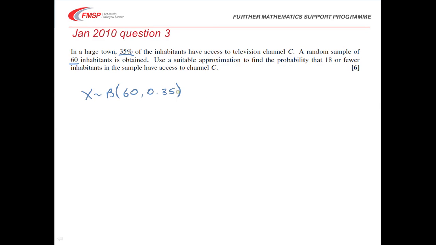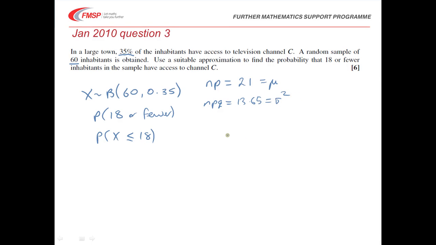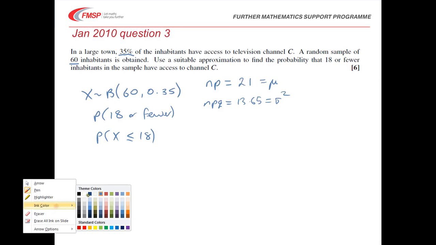So by using an approximation to find the probability that 18 or fewer have access, if we put that into proper speak, we're going to have this. Now it's very important that you understand that the original distribution is discrete. So we can work out the mean. The mean of a binomial is n times p, so if you work out the mean, you're going to get 21. And you can work out the variance, and the variance is npq, and if you work that out, we're going to get 13.65, and that's what sigma squared would equal. So as a consequence, we can approximate this distribution.